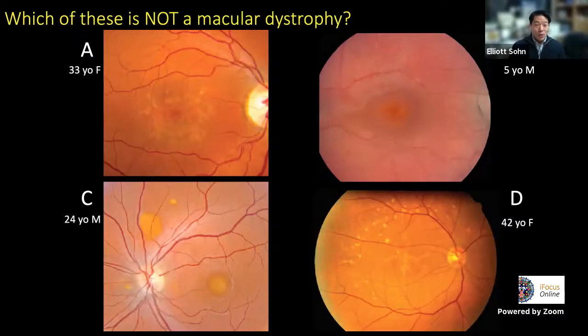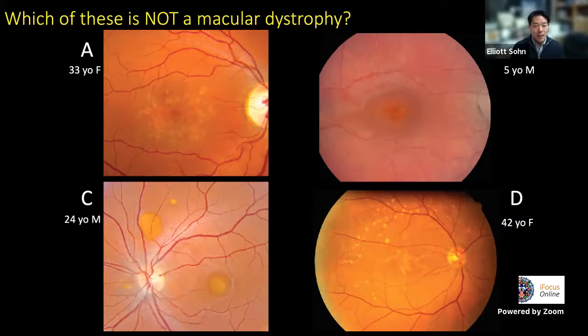So I want to start with a couple of potential cases here, one of which is not a macular dystrophy. So I'm going to just go through these, and then I'm going to have you guys, anyone can just kind of pipe in and tell me what you think is not a macular dystrophy.